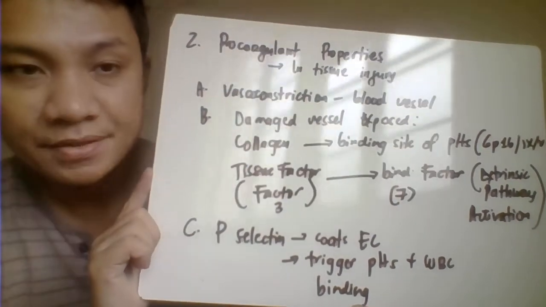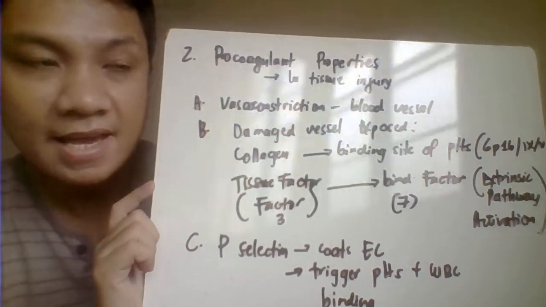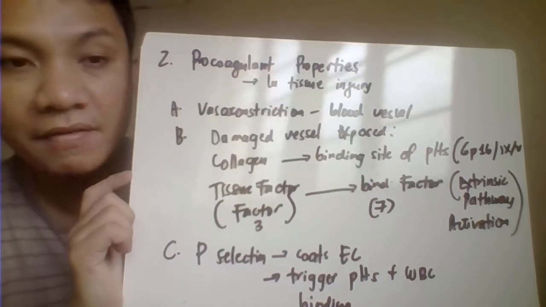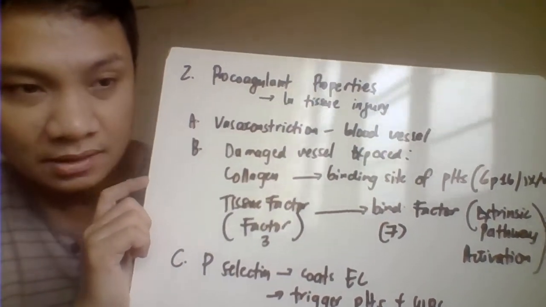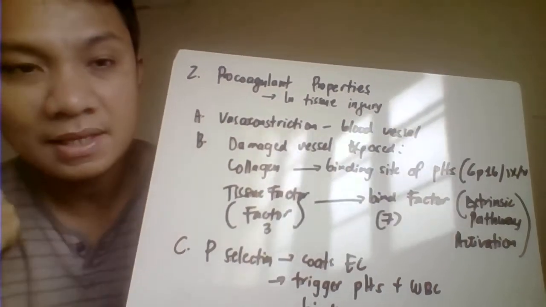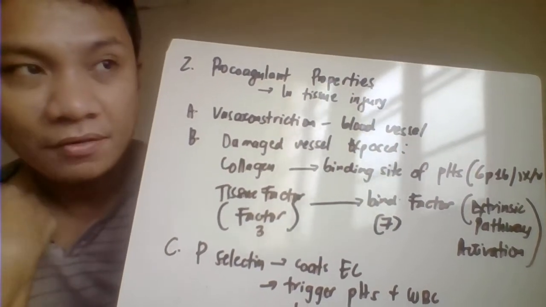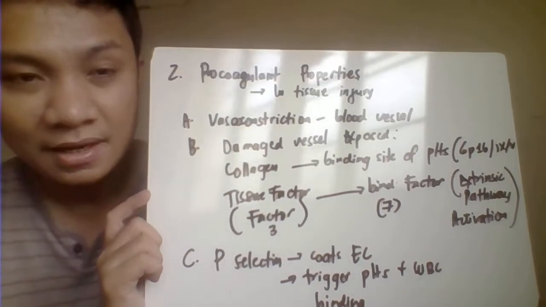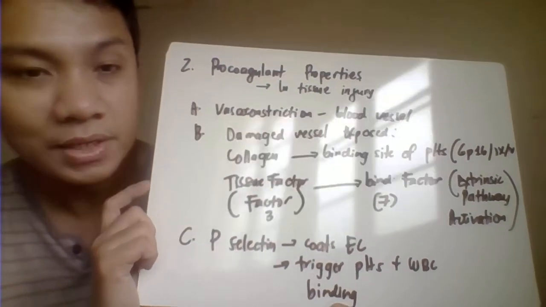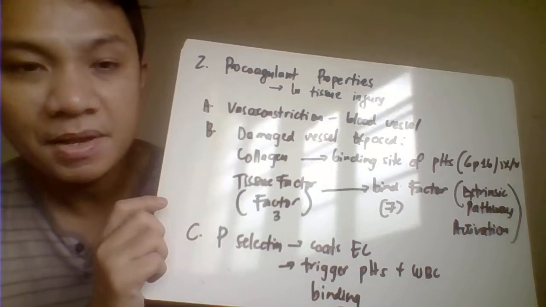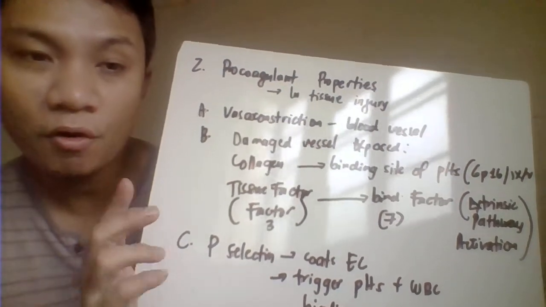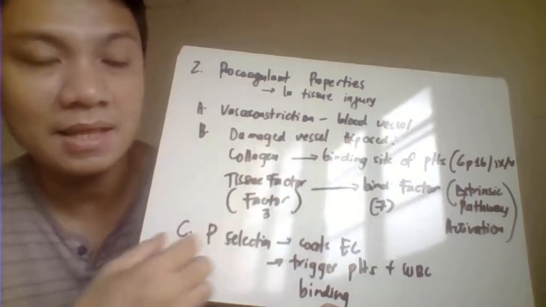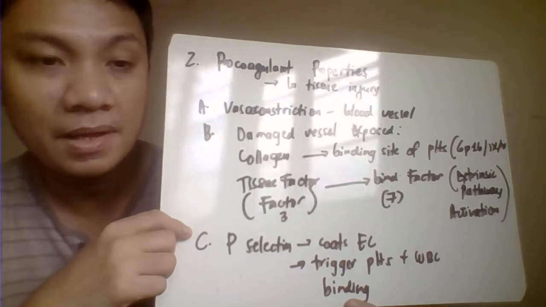Okay, the next properties of your blood vessel, we have here the procoagulant properties. Again, the procoagulant properties is being activated once you have a tissue injury. So, pag tissue injury, ang properties natin ng blood vessels natin to stop the bleeding or activation here. The first one, your blood vessels will undergo vasoconstriction. Para mag-vasoconstrict siya, it needs serotonin. And then your damaged blood vessels will try to expose your procoagulant substance, collagen. Ang collagen, magiging binding site ito ni platelets natin through its GP1B95 complex receptor.